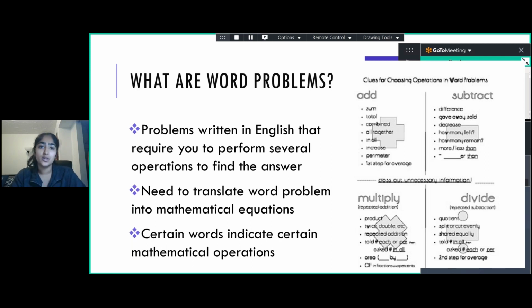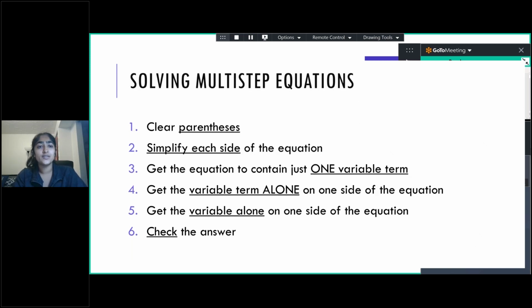Those are a few key words you can use when you want to convert the words in a word problem into mathematical operations that could develop into equations. First of all, I want to talk about how to solve multi-step equations. I want to go through these steps, and then I have a couple of examples that we can go through on my notebook.